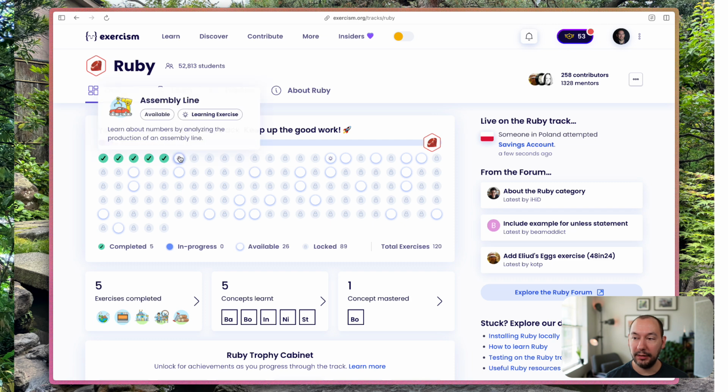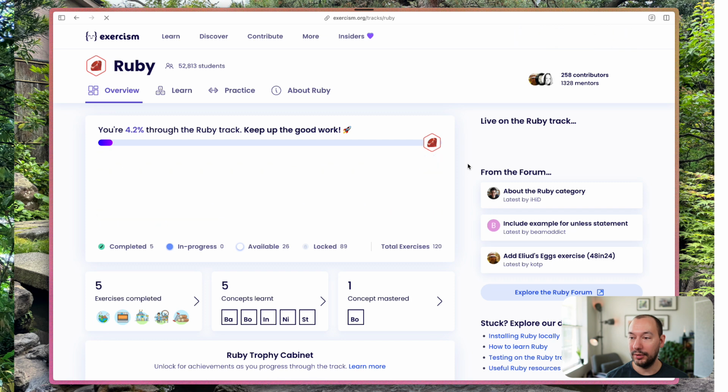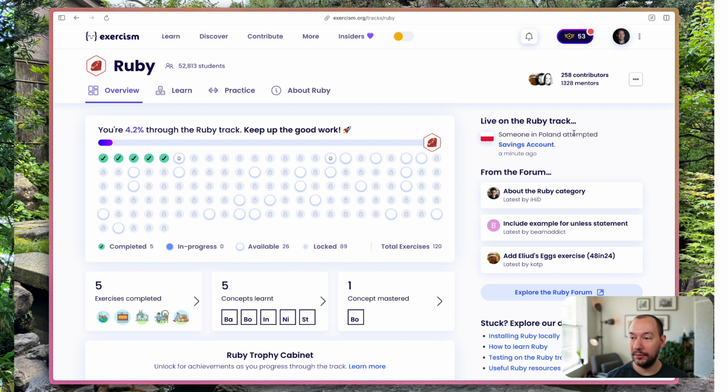So Ruby track, I'm looking at this page, and perhaps this has been here the whole time, but I don't remember seeing this previously. That could just be me not paying attention, but I think this is kind of cool. See this live on Exercism. Somebody attempted an exercise. Let's just reload the page, see if those a minute ago. Yeah, okay. So I wonder, it's kind of curious.